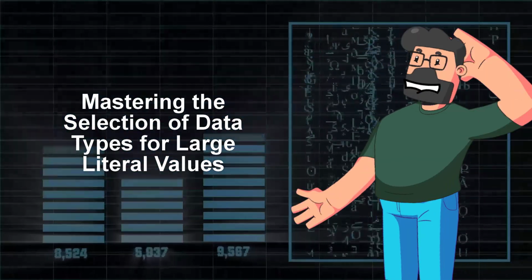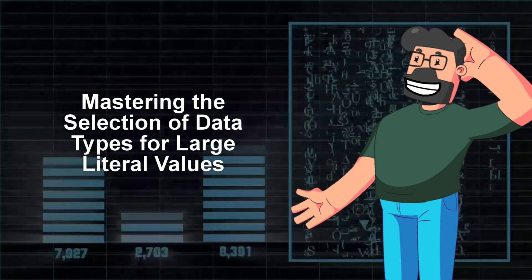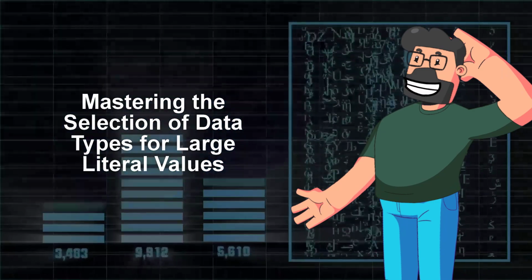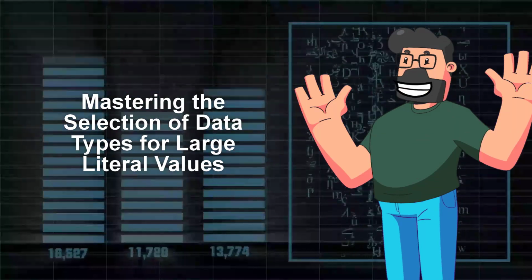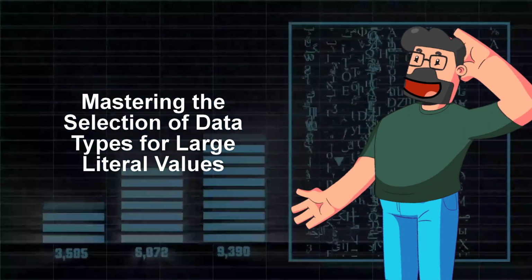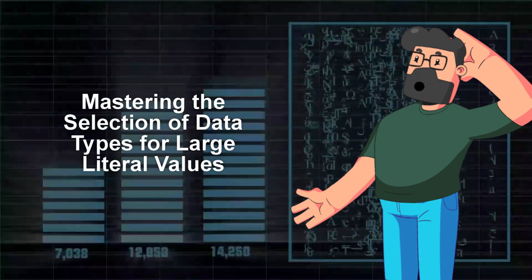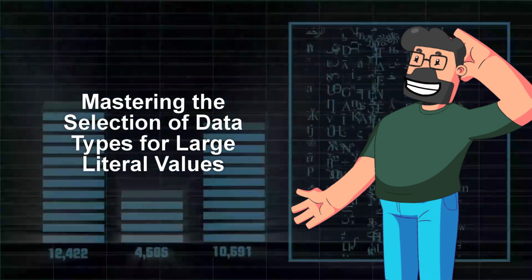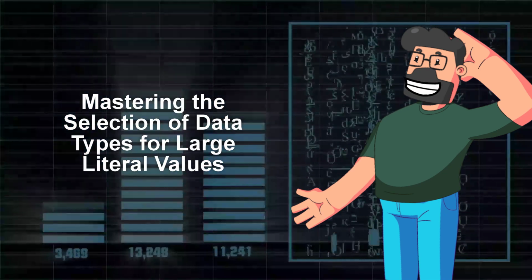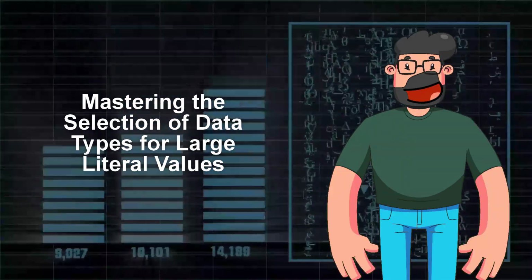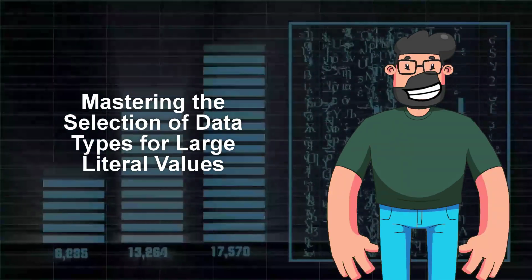Today we're diving into a fascinating problem regarding the behavior of three major compilers: GCC, Clang, and MSVC. The problem at hand involves understanding how these compilers handle large integer literals in C++ code and determining whether their behavior aligns with C++ standards. Let's explore this intriguing problem together.